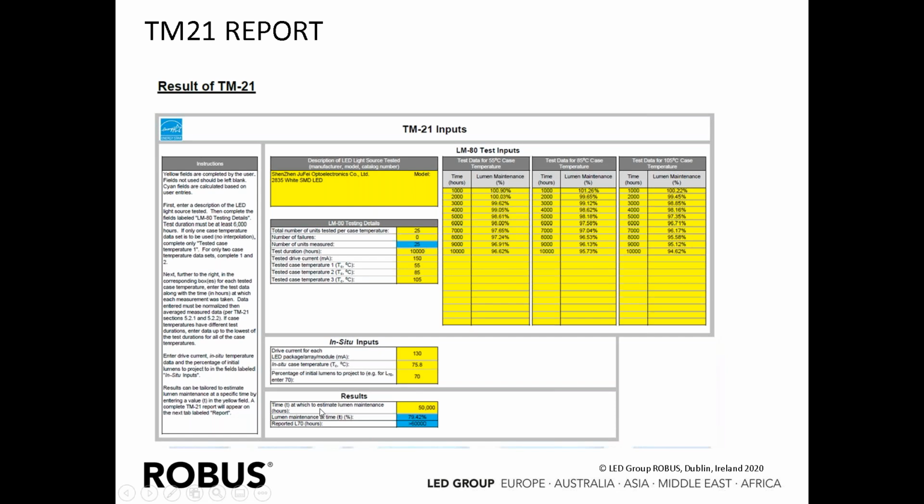We're suggesting that we'd like to estimate the lumen maintenance over 50,000 hours. And the calculation that he's done is that in the blue areas, it's showing that the lumen maintenance at time T, which is 50,000 hours, was 79.42%. This is using the TM21 calculation. And the reported L70 hours, i.e. what we could actually report if we wanted to, would have been greater than 60,000 hours for this particular product.